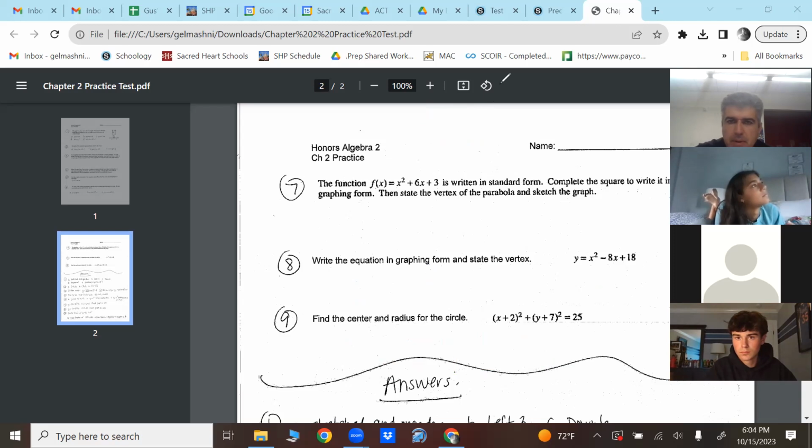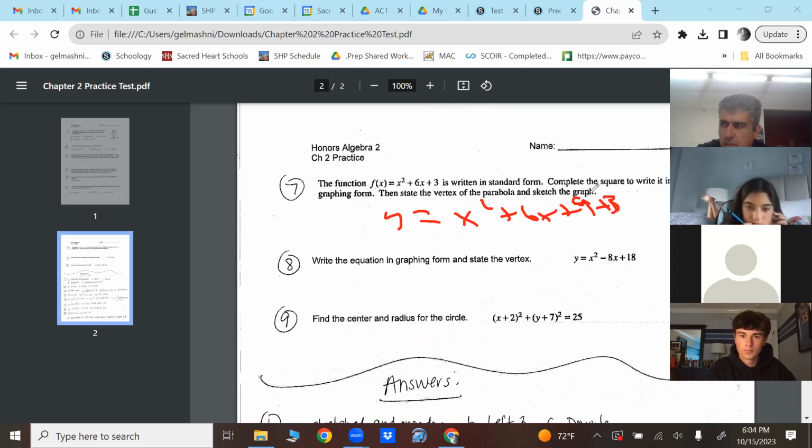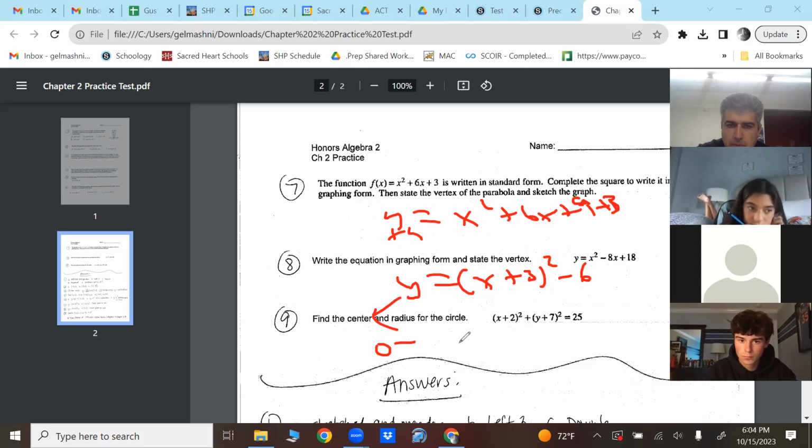Actually, let's back up a little bit here. I want to add one little wrinkle to this. So we had y equals x squared plus 6x plus 9 plus 3. You got the plus 9 here. So now what if I ask you to find the x-intercepts for this equation? You replace y with 0 and solve for x.